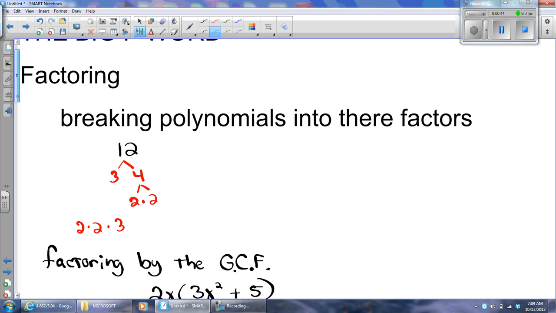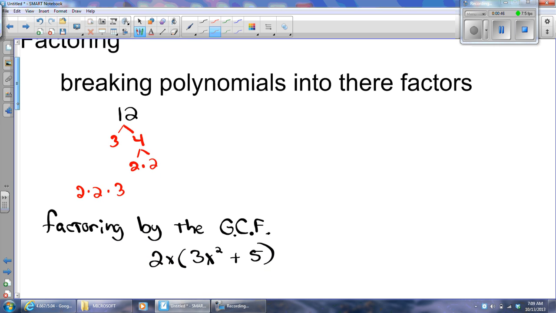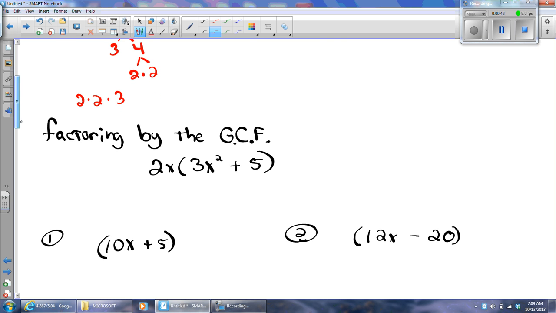Now, there's a couple different types of factoring we're going to learn. The first type is called factoring by the GCF. But before I teach you that, I want to practice the big D word one more time. I want you to distribute for me. So 2 times 3 is 6. X times x squared is x cubed. 2 times 5 is 10, and the x comes along for the ride, right?